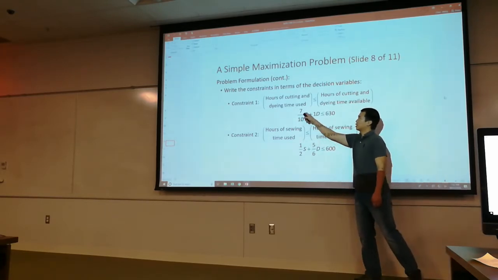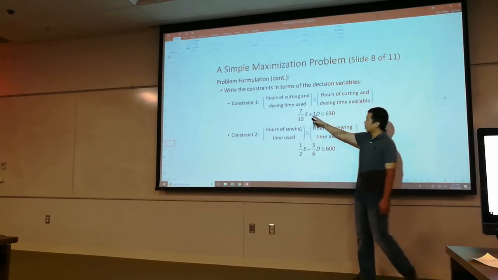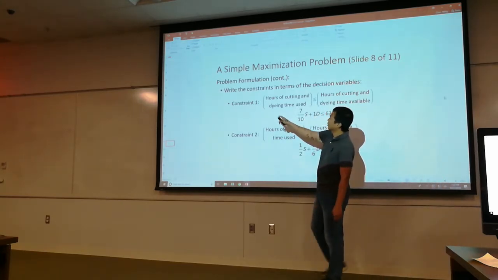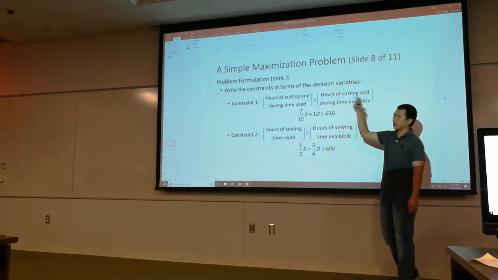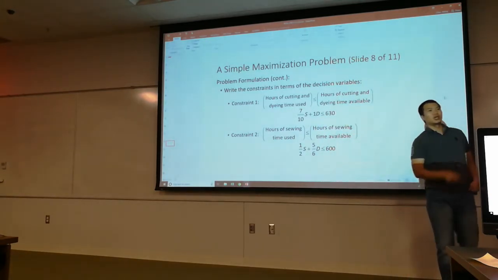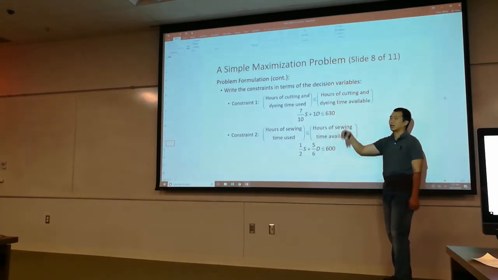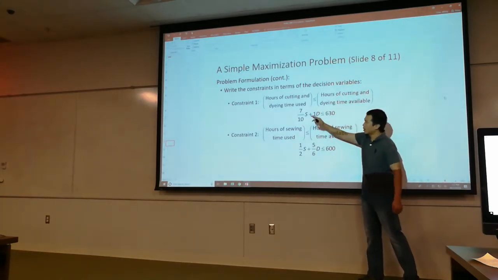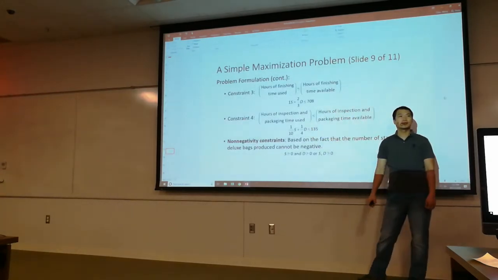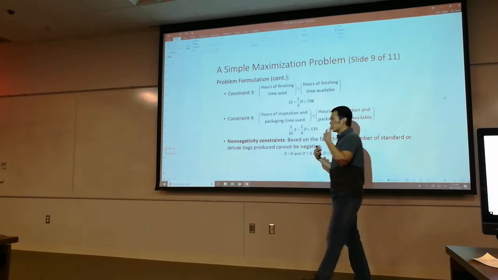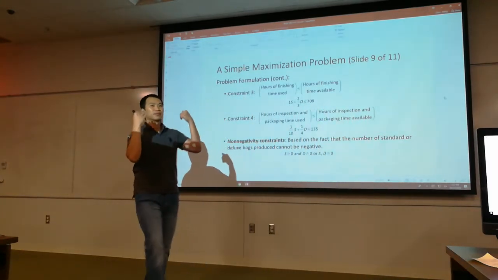So 0.7 hours has to be used for producing a standard bag in the first process, times 1 hour for producing 1 unit of deluxe bag. And how many available hours do we have? 630. And we do this for the first process, second process, third, and fourth. So those are our constraints on the resources.